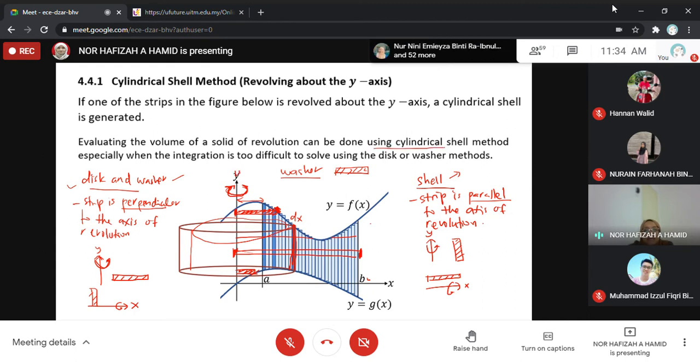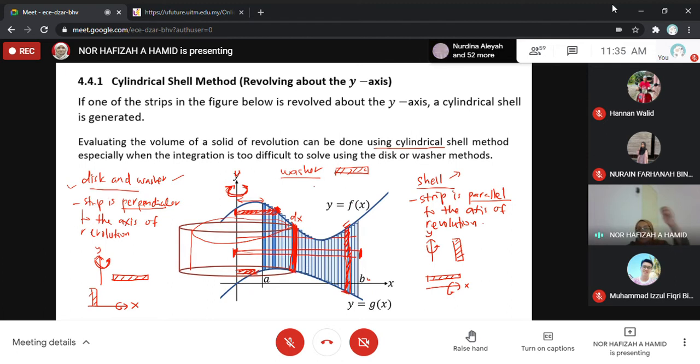Cylindrical method bila you pakai vertical strip, dia dapat satu je vertical strip. Upper dengan lower dia tak berubah lah. Contoh saya buat strip kat ujung ni pun, upper dengan lower dia sama je strip yang ni. Upper dia still f(x), lower dia still function g(x).